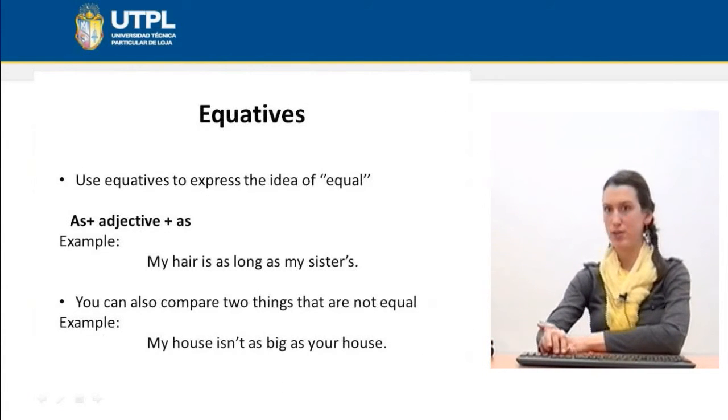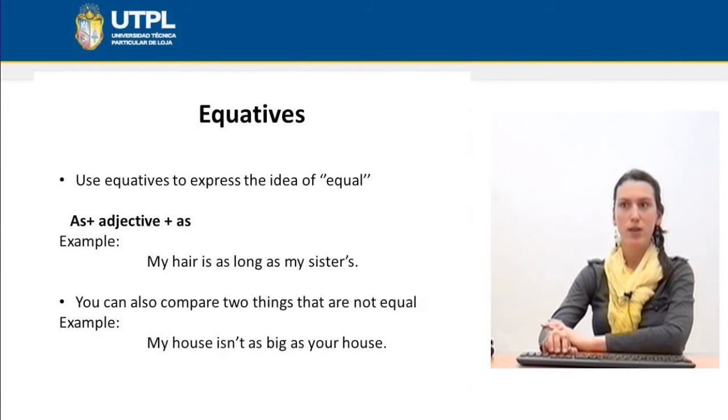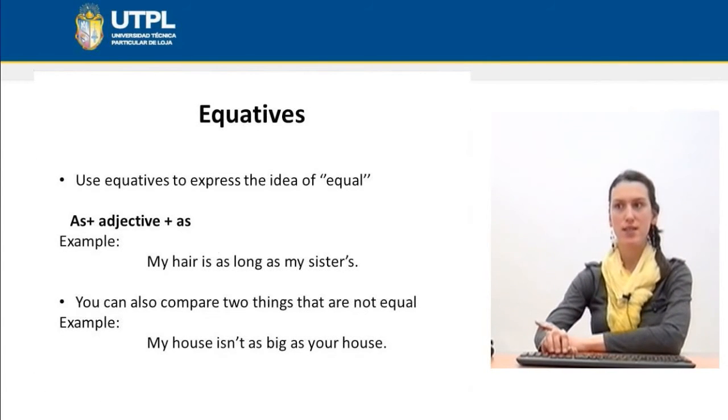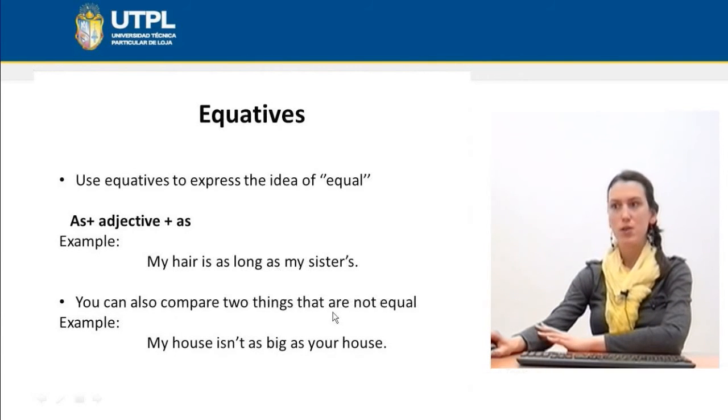Let's move on to equatives. We use equatives to express the idea of equal. And we express that with as plus adjective plus as. My hair is as long as my sister's. They are the same. You can also compare two things that are not equal. My house isn't as big as your house.